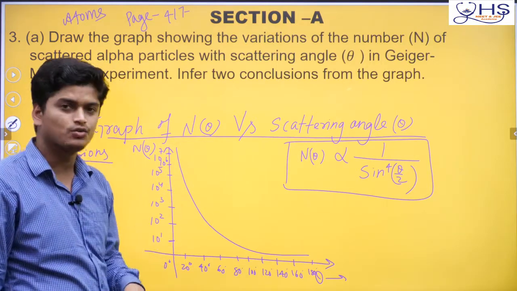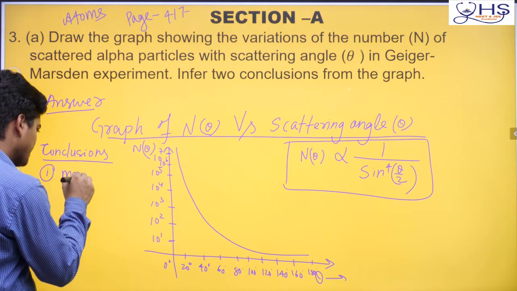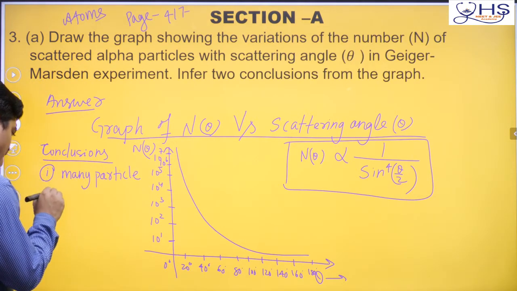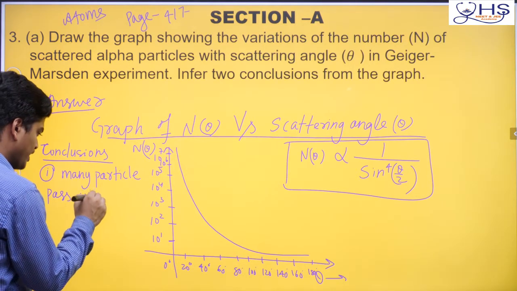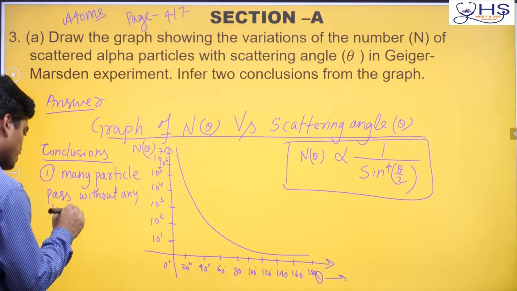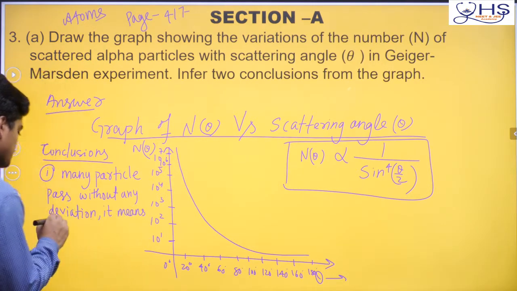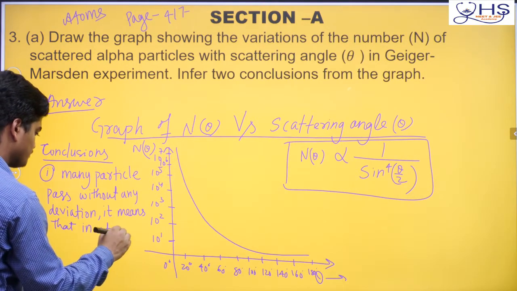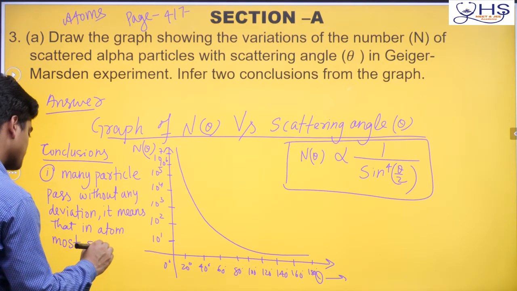Okay, so what can you tell? Now here the inference is many particles pass without any deviation. What does it mean? It means that in the atom most space is empty.